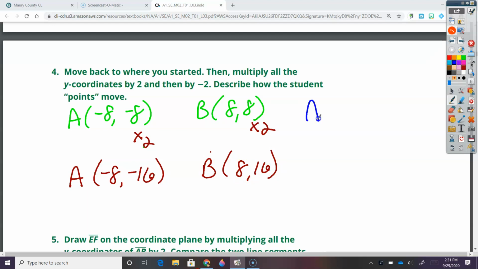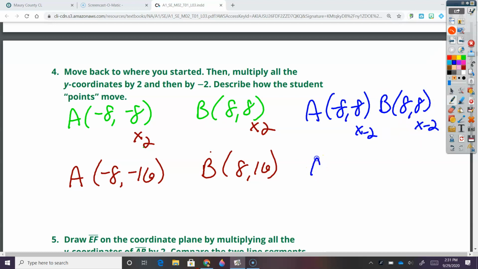Then we'll take A and B again, and then multiply by -2. So A changes into (-8, 16), and B changes into (8, -16). The movement of the points causes the line to stretch vertically or be steeper. If the factor is negative, the points reflect across the x-axis. The image is steeper than the original.